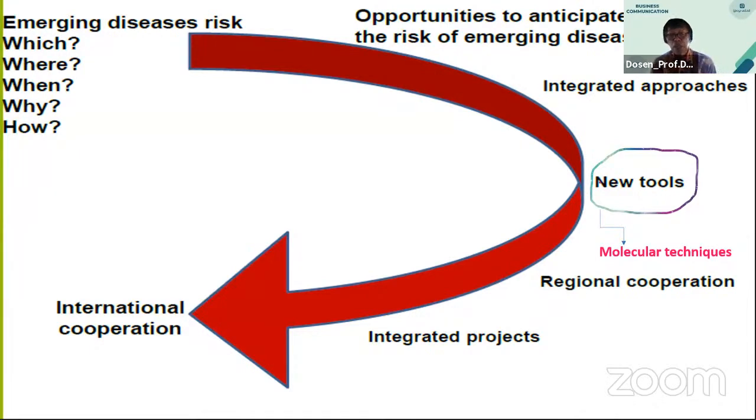Yes, I want to introduce what is important in controlling zoonotic disease: molecular techniques are very important. Then we should have regional cooperation among other countries, and we should have an integrated project together, and international cooperation, of course, because we need vaccination, RDT, rapid diagnostic tests for antigen tests, and also for antibody tests.